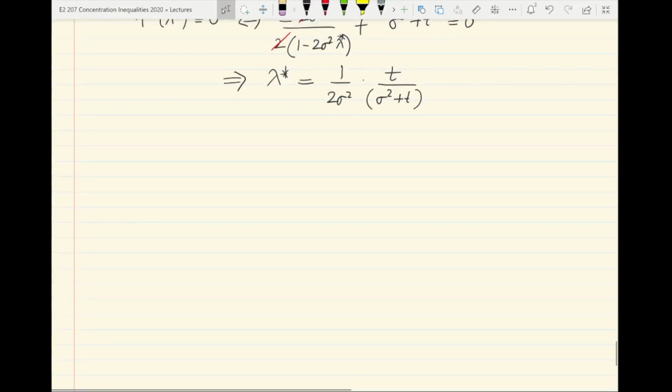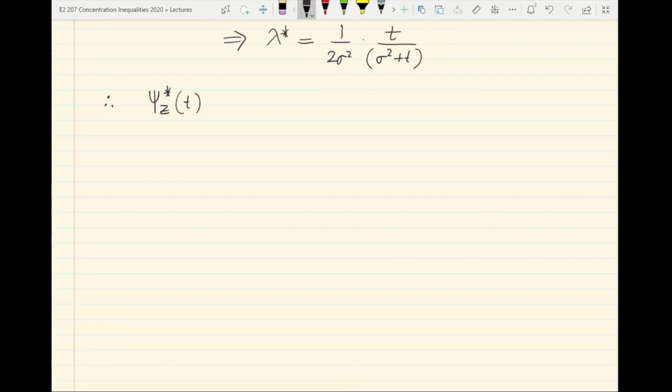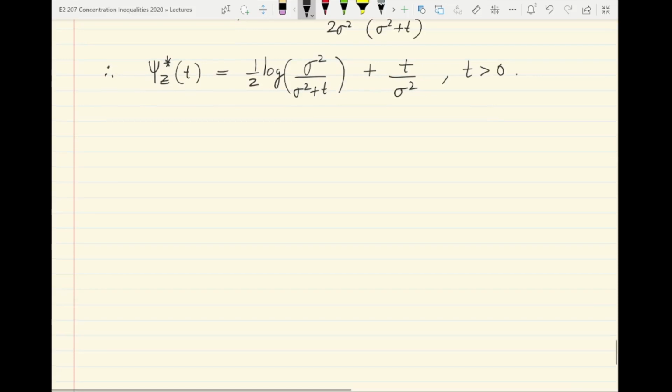So substituting this value of lambda back, we get that C_z star of t equals half log of sigma square by sigma square plus t, by sigma square, whenever t is greater than 0. So let's define this to be a new function, which is half of h1 of the quantity t by sigma square. So notice that the only thing that matters is the ratio of t over sigma square.